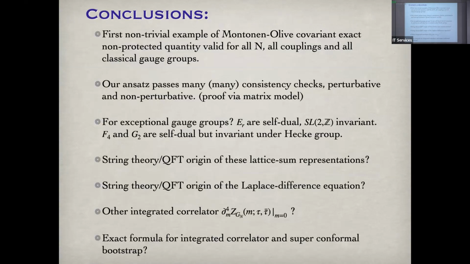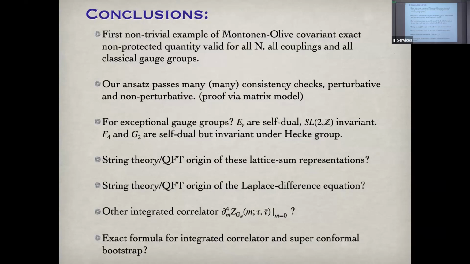Because of course, we have only access to the perturbative data, and then you try to come up with some modular completion in terms of some class of functions that you expect to have the right symmetry. In this correlator for classical gauge groups, the Eisenstein series were the answer. For F4 and G2, it should be something which is invariant under the Hecke group, but I don't know what.